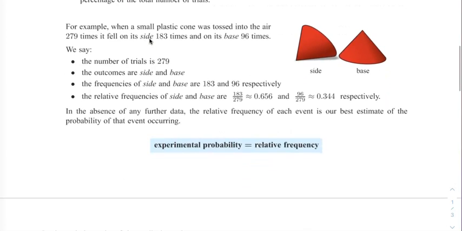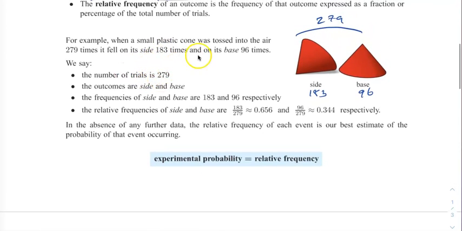So for example, let's say we play this game where we throw a plastic cone in the air and it either falls on its base like this or it falls on its side. Well, if we run that experiment 279 times, that's my total. And it falls on its side 183 times, and on its base 96 times. So the total number of trials is 279. That's how many times we did it. The outcomes are side and base, right? Either fall on its side or on its base.